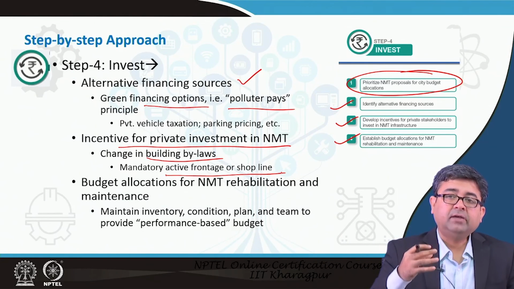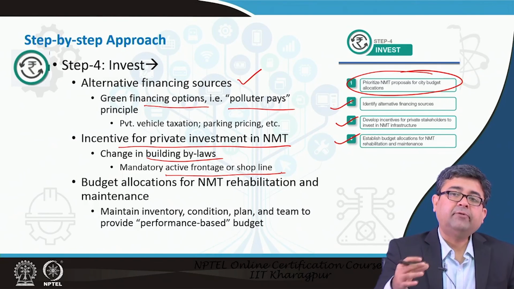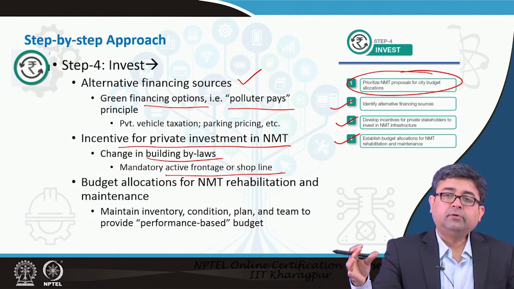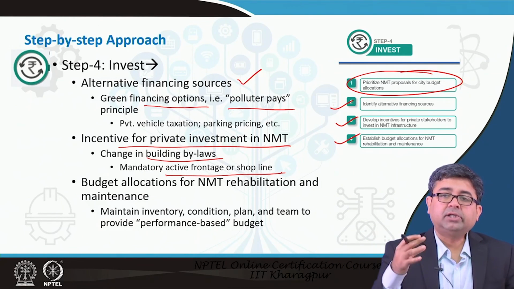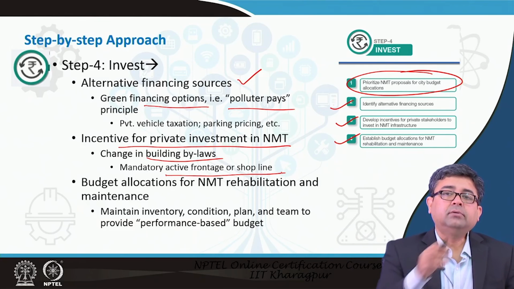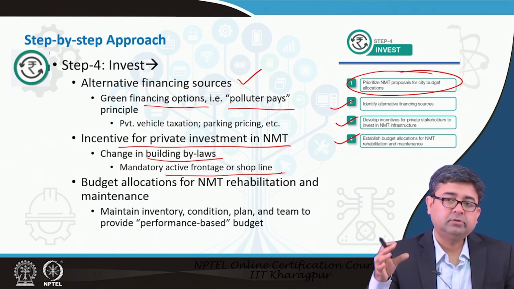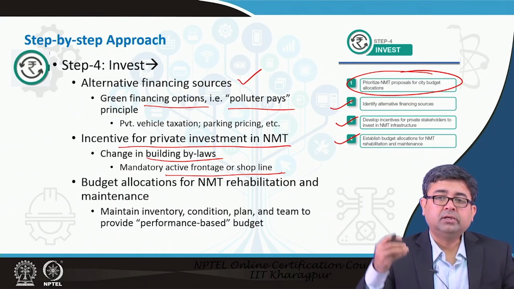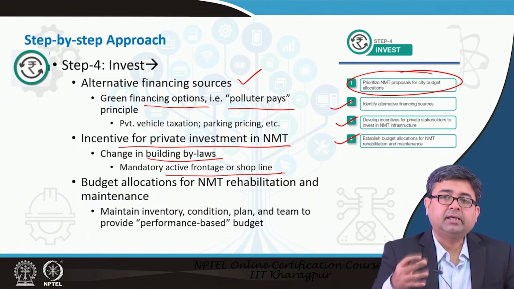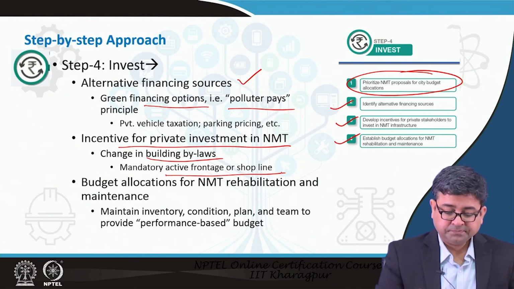So, when you have a frontage on a main road or a collector road, you have to have a footpath or a bicycle track in front of it. Similarly, if you have a commercial building coming up, you have to have a sidewalk in front of your shop, and so on and so forth. That is a private investment. The builder who is building it, or the shop owner who owns the shop, needs to take care of the frontage of their shop or building.